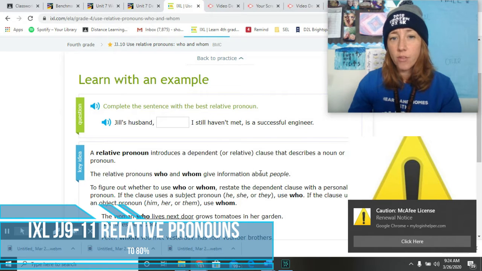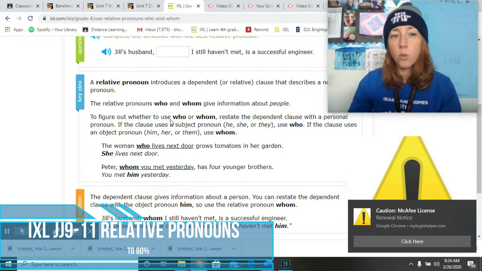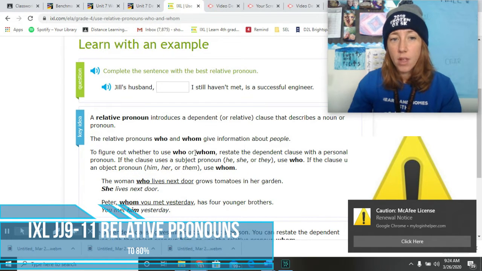Who and whom give information about people. To figure out whether to use who or whom, restate the dependent clause with a personal pronoun. If it has he, she, or they, use who. If it's him, her, or them, use whom.